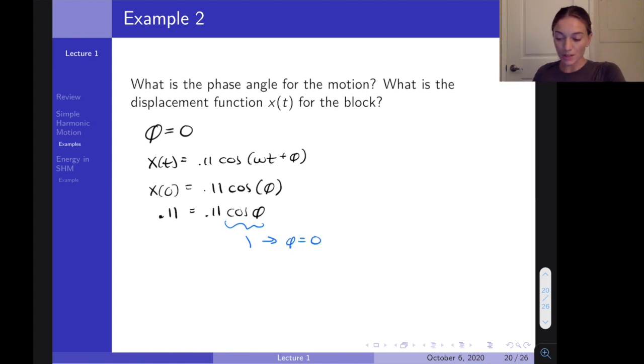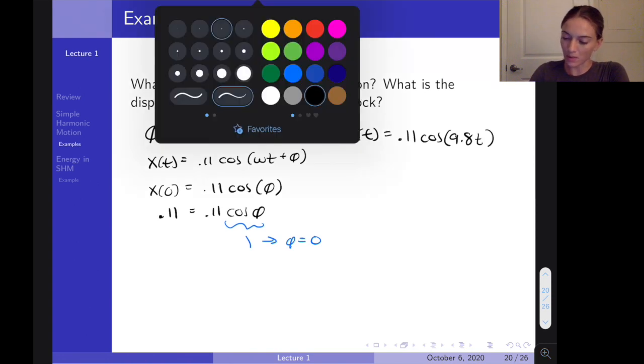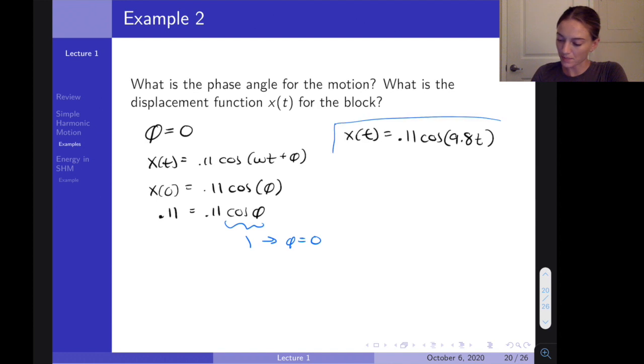So now what is our displacement function x of t? Well, x of t is equal to the amplitude, which is 0.11, times cosine of omega, which we said was 9.8, times t, and then no phase angle. So this is our displacement function here.